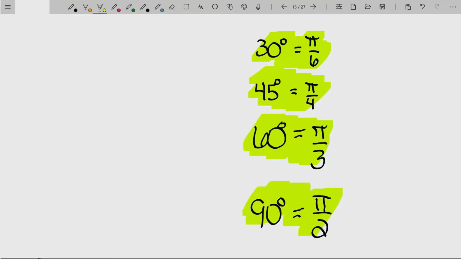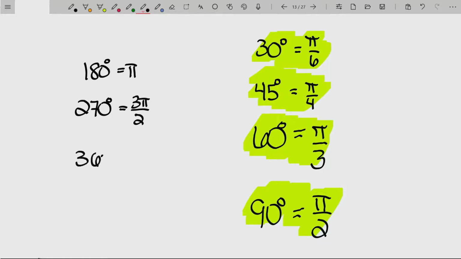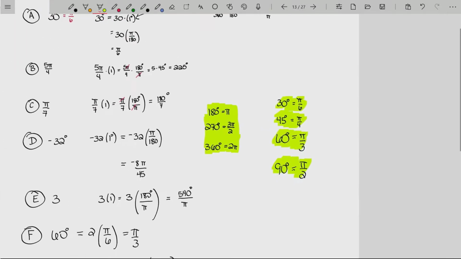So is this: 180 degrees being pi is very important to remember. 270 degrees being 3 pi over 2, very important to remember. And 360 degrees being 2 pi, obviously incredibly important to remember. All of those that I've highlighted should be committed to memory, and you should understand why they exist and why they equal those numbers, and be able to derive them if you need to. Those are all very, very important.